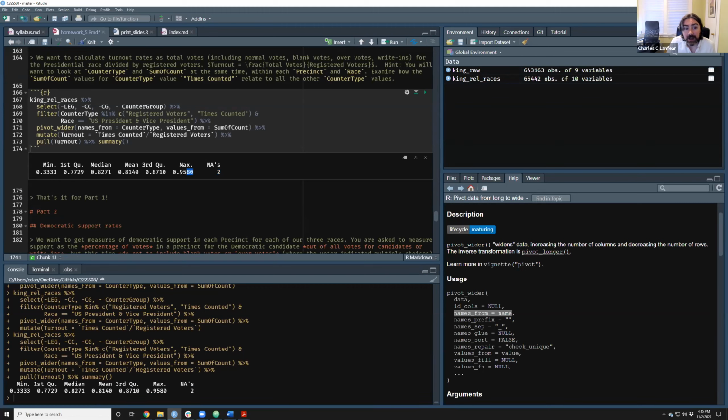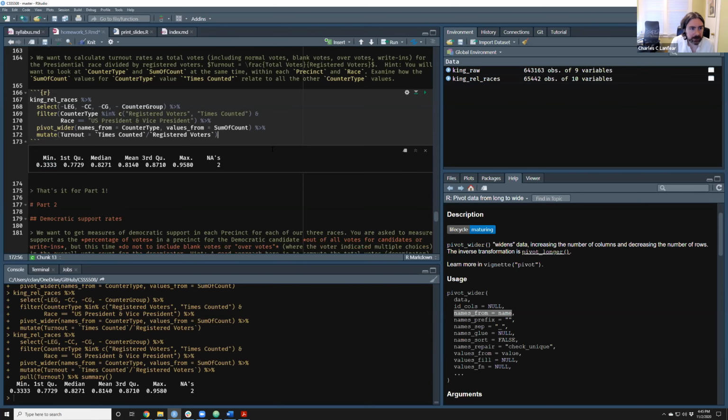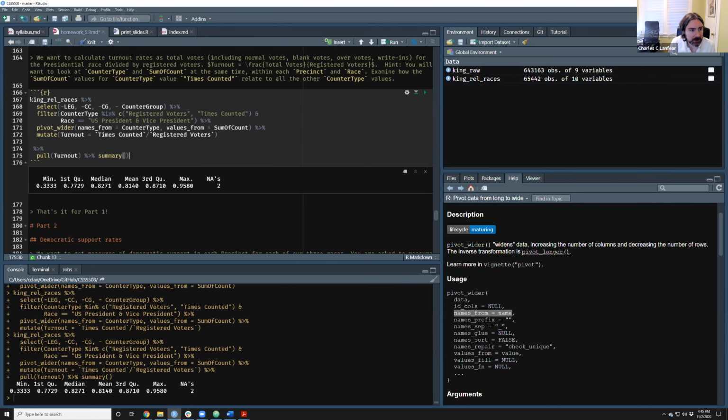We could see that the highest is 0.958. 95.8% turnout is really high, but it's not impossible. Minimum turnout of 33.3% is pretty low, but it's not impossible. We don't see any negative values or anything over 1. So it looks like we calculated this at least plausibly, right? Okay. I'll actually add that down here as a check.